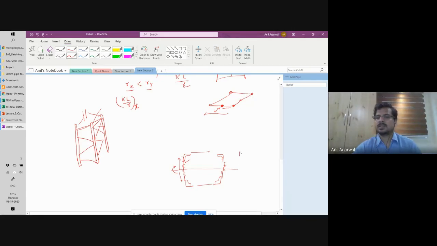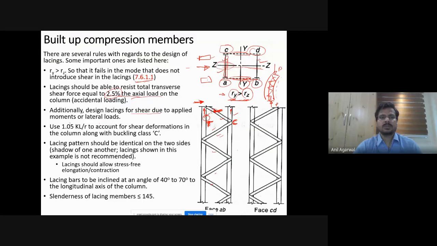So what it says is that instead of taking L by R, you take 1.05 times L by R. So you take additional 5% on L by R, or reduce your R value by 5%. Either way, you can look at it either way. Okay, so that will be the additional flexibility in the system that you need to consider, and that's how you calculate the buckling load capacity of the combined system.